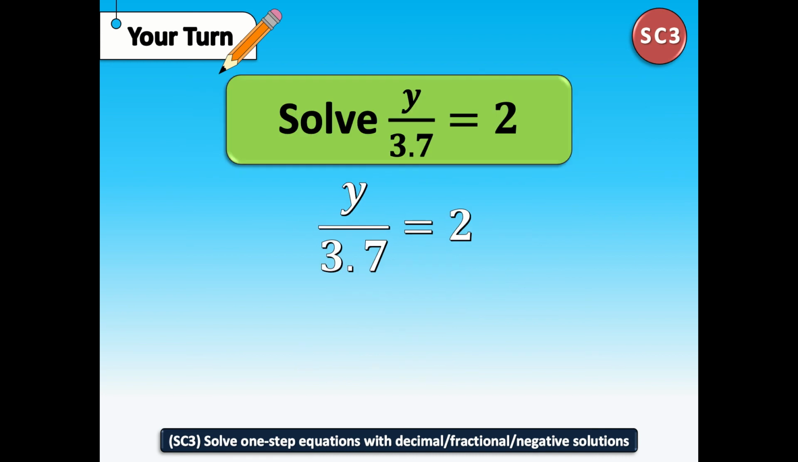Here's another one for you to have a go at. Pause the video, and when you're ready to see what you should have done, press play.